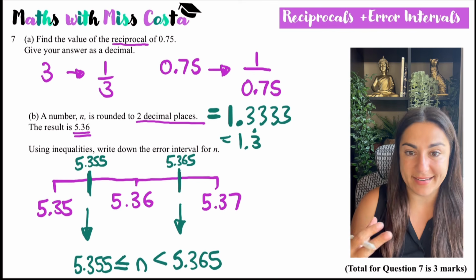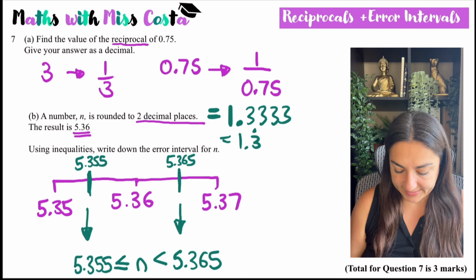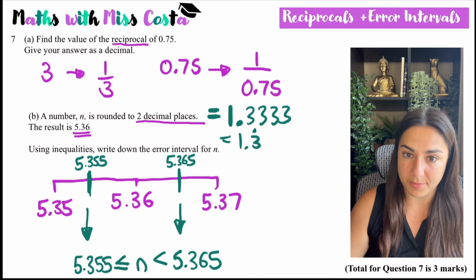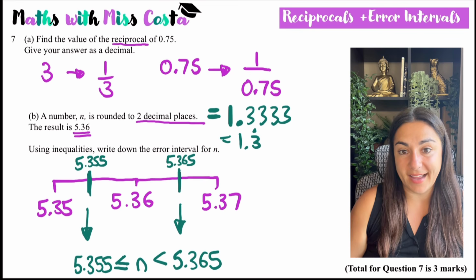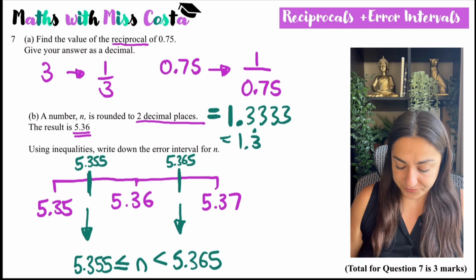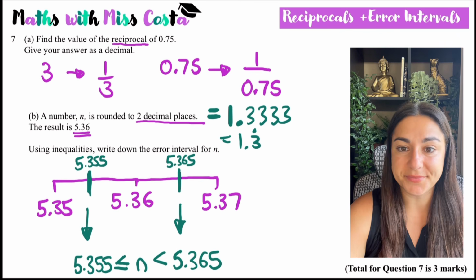Normally they have this laid out for you, but the reason it's less than is because technically if it was 5.365 it would round up. But the reason we say less than is because it could be anything up to that value. So that's how we do these two.